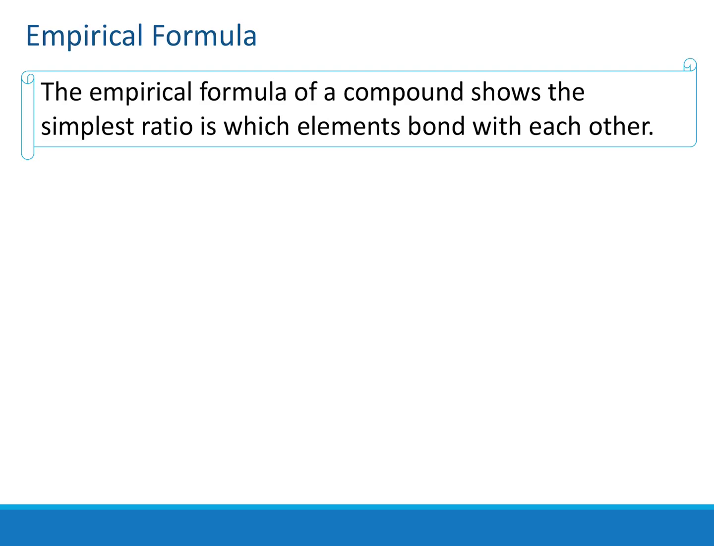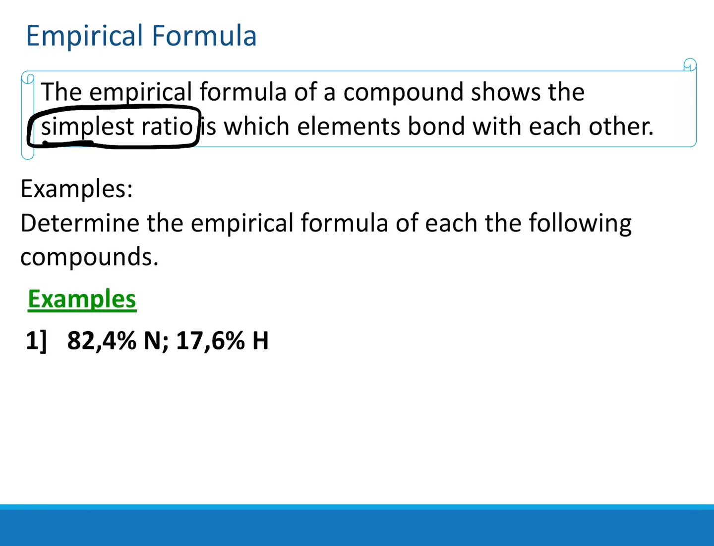So, the empirical formula of a compound shows the simplest ratio in which the elements bond with each other. Simplest ratio. Okay, so let's look at some examples. What happens is the scientist gets a substance, the substance gets analyzed, and then they go, in that substance, there's so much oxygen, so much nitrogen, so much whatever, and then they can work out the formula. So, we want to determine the empirical formula for each of the following compounds.